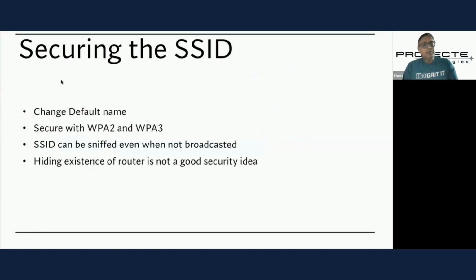SSIDs should be secured. Somebody should not be able to find out the SSID very easily, and an SSID can easily be sniffed. You use Wireshark, you can find out any SSID. Hiding the SSID doesn't make any difference. You should change the default name. All wireless connections should at least be protected by WPA2. Enterprise should be protected by WPA3.